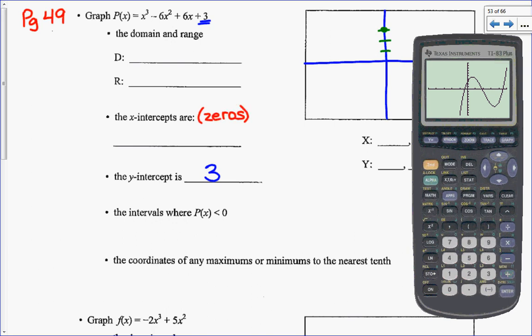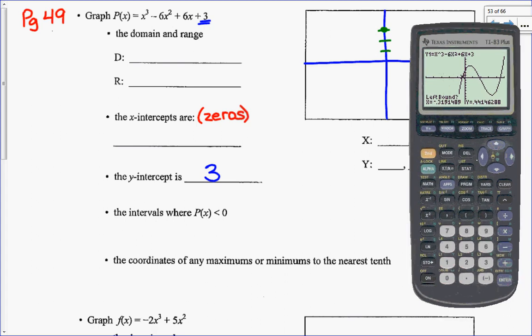Okay, so when I ask my calculator to calculate that, I'm going to go second function of trace, which is calculate a 0, and I need to move my cursor around to the left side using my left and right arrows and hit enter, and then go just a little bit past it and hit enter 2 more times, and it tells me that when y is 0, my x is -0.4. I'm going to round that to the nearest tenth, so -0.4 would be the first x-intercept.